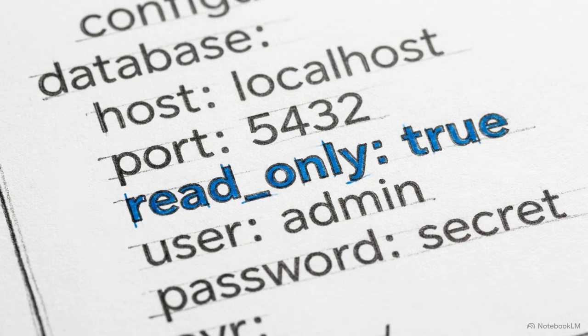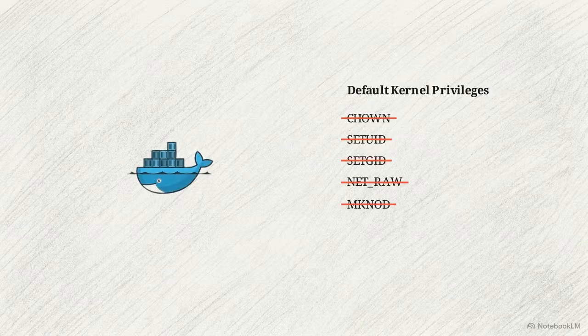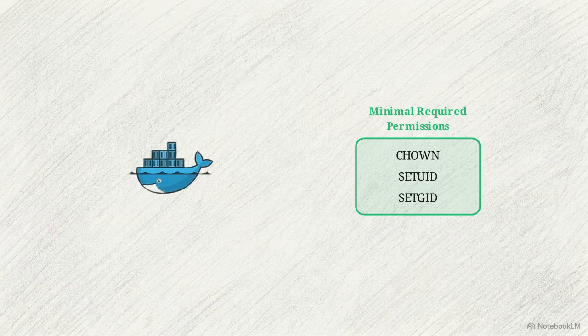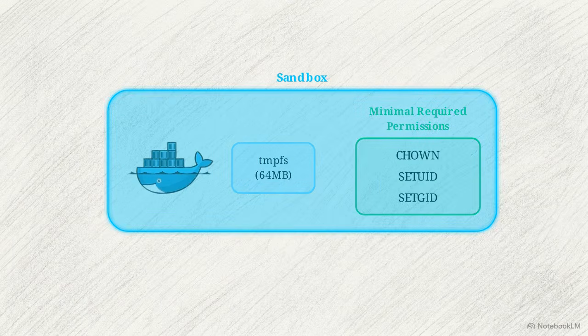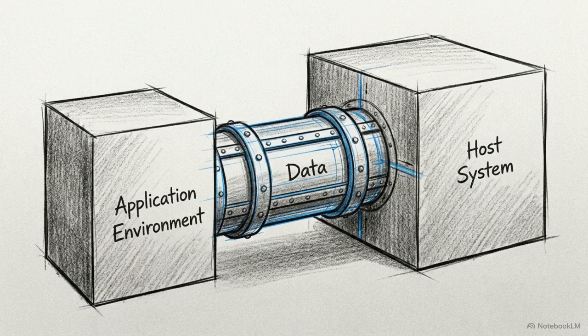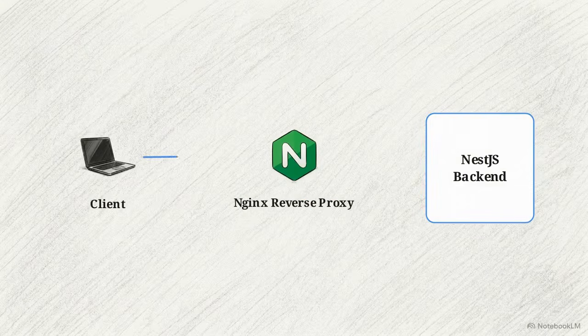To harden the container, add a security block that sets the root file system to read-only. By stripping default kernel privileges and isolating temporary files to a volatile file system, you sandbox the application against potential remote code execution. These steps ensure your travel data remains persistent, while the application environment is isolated from the underlying host. Next, we configure the network.